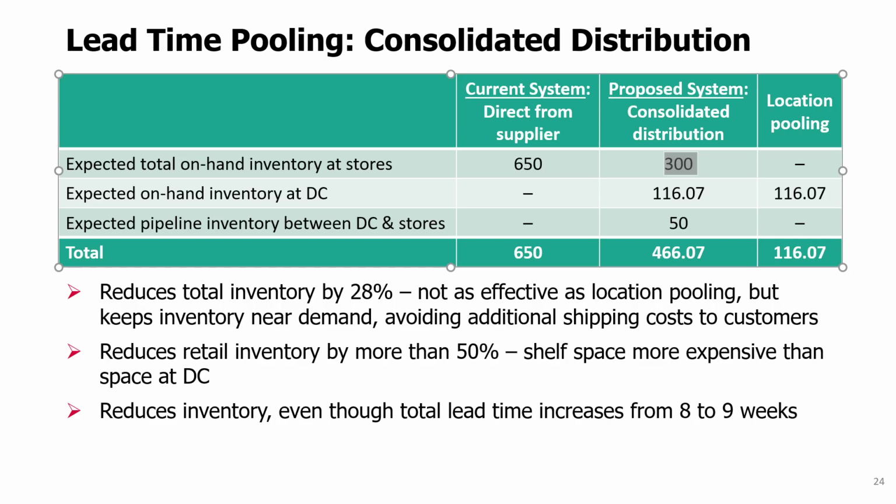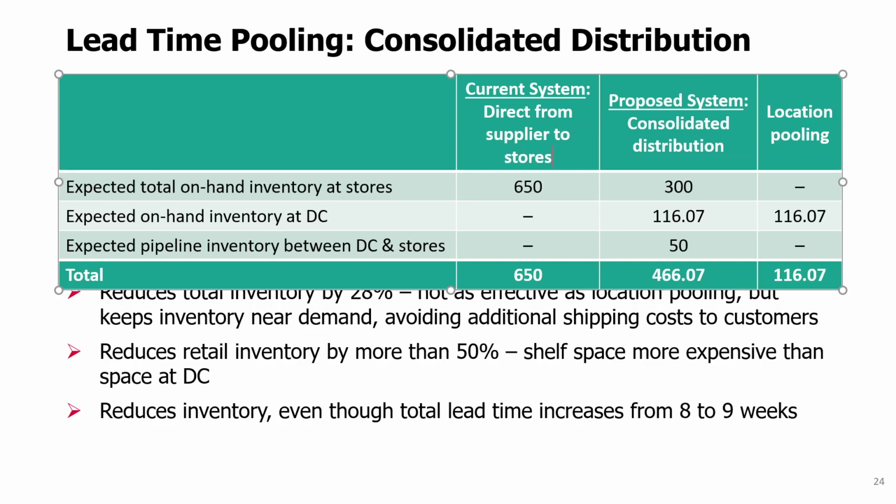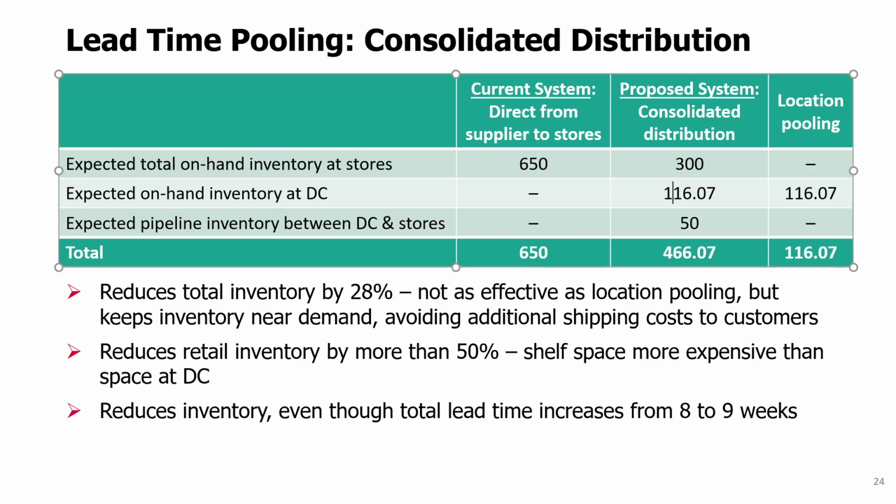Now, however, notice that the total lead time in this solution is 1 week longer, right? Here, the lead time was 8 weeks directly from supplier to stores, right? In here, there's still 8 weeks of lead time, directly from the supplier to the DC, right? But in this case, we have 8 weeks of lead time from supplier to the DC, and then another 1 week of lead time from DC to stores. So there is an additional 1 week of lead time.